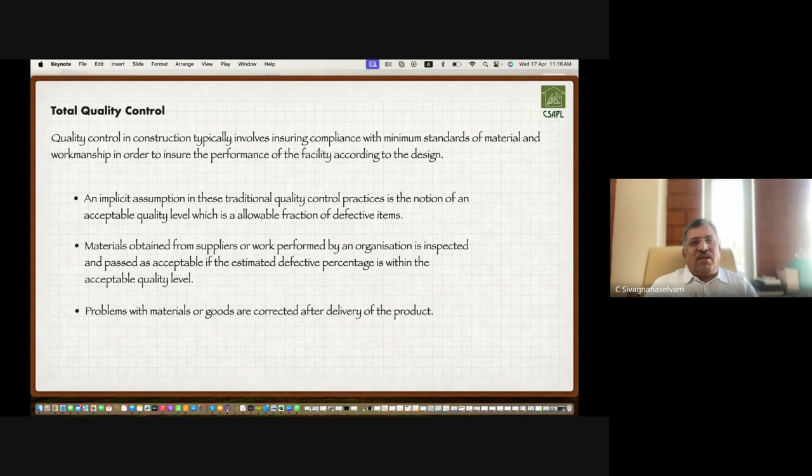The traditional quality control practice has the notion of an acceptable quality level, which is an allowable fraction of defective items. So here I differ. Instead of quality control, it is the desired quality, because we should deliver the desired quality, that is the right approach, I would say.